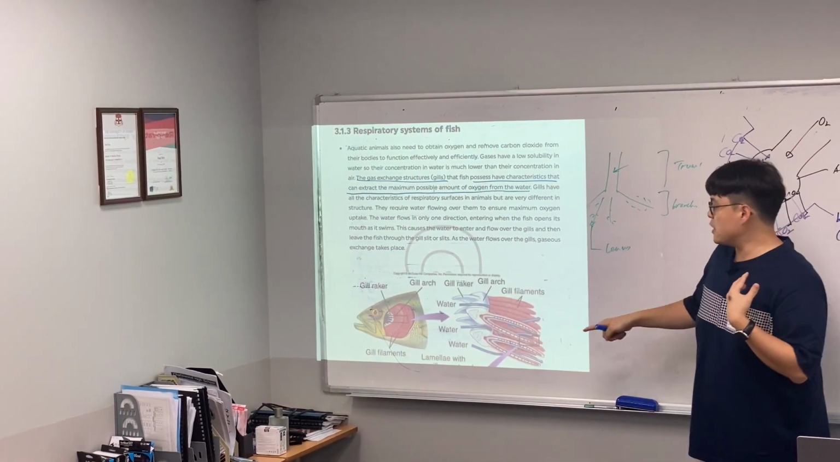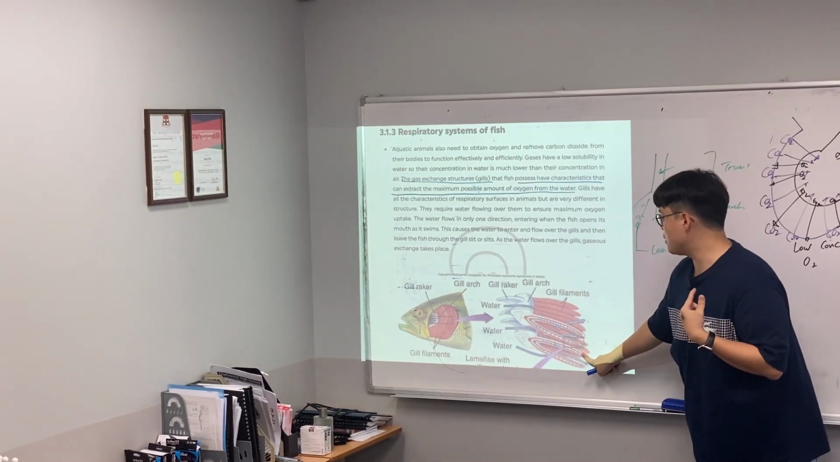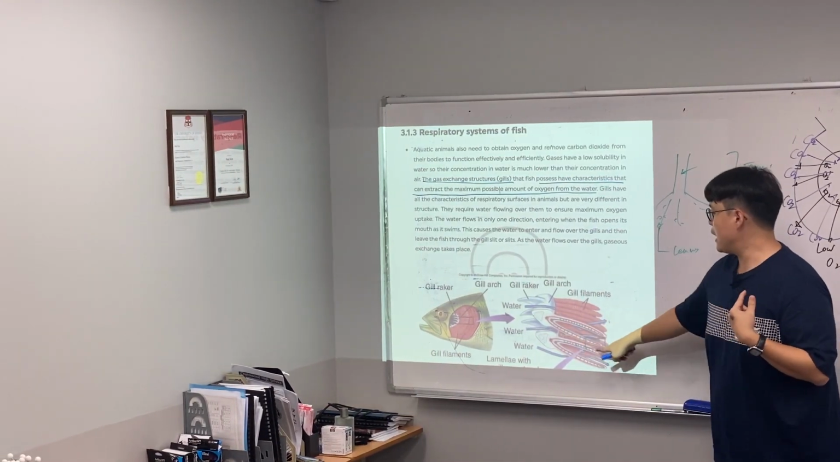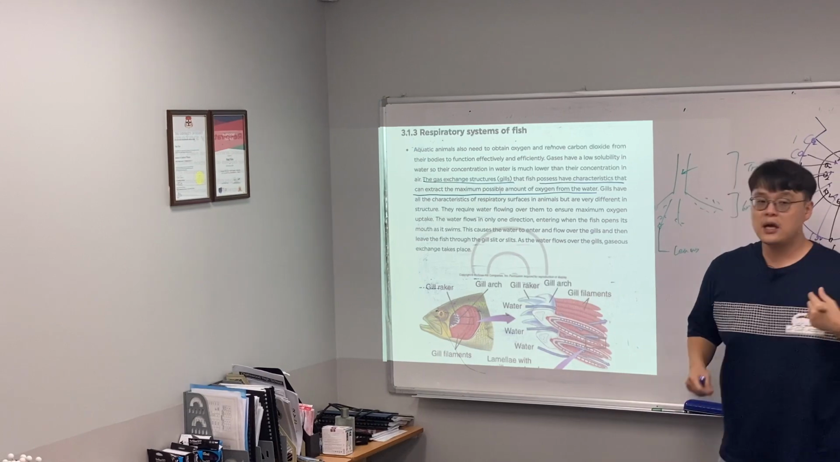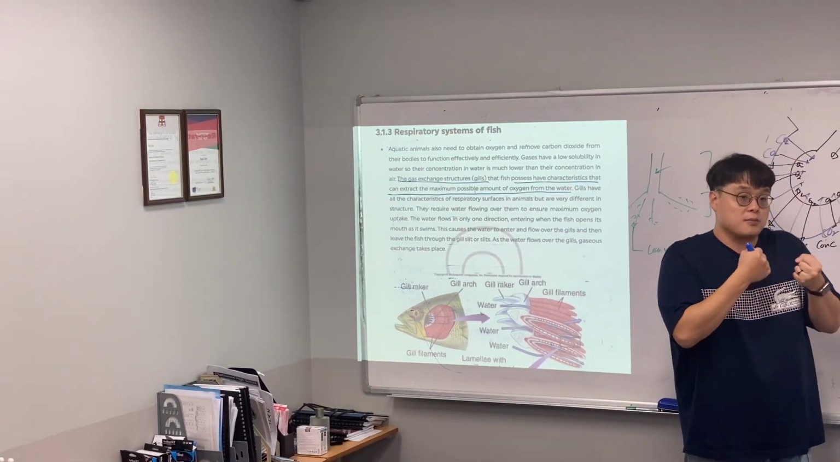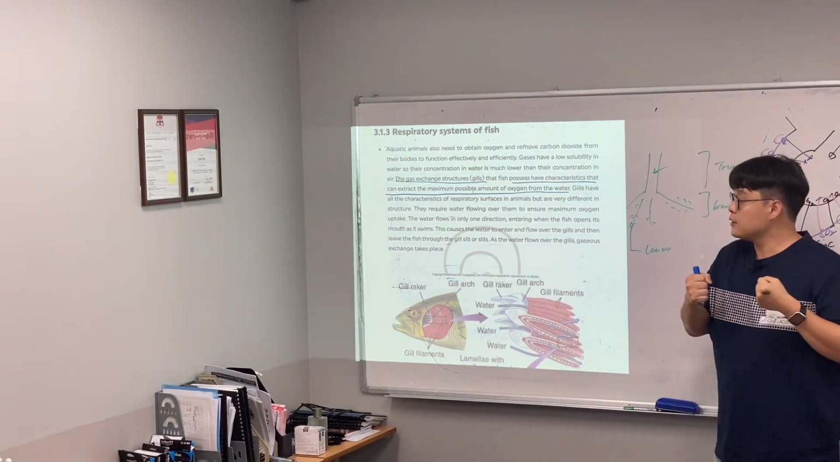So that's what we see from the surface area. Water goes in there, filtering inside the gill. They're capturing as much oxygen from the water as they can. Does that make sense?